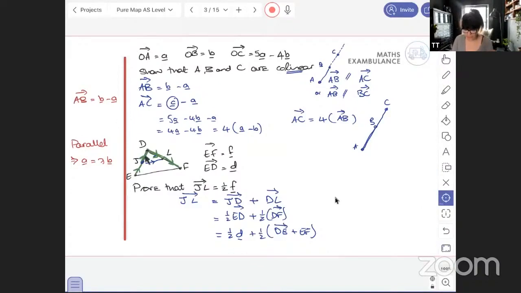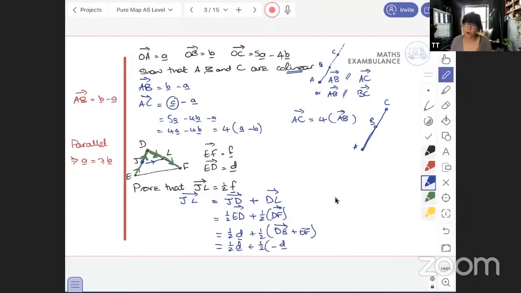Now D to E is the opposite of this one. E to D in that direction, so D to E in the other direction would make that negative. So D to E is minus D. And then E to F, well, we're told in the question that E to F is the letter F. And then you just expand that out and you get a half F. Tick. Good, yes, our D to E would be minus D, exactly.